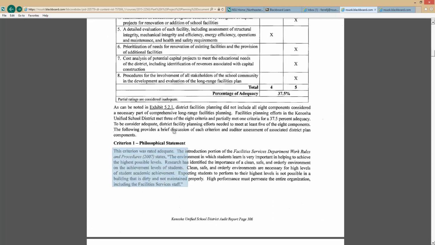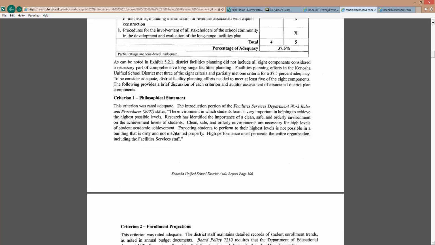So you can see here then that, oops, let me get this out of here. For each criteria, they stated why they rated it the way they did. So criteria number 1 deals with the philosophical statement. You can see here this criterion was rated adequate. Criterion is the singular form. Criteria is the plural form, by the way. And then they explain the introduction portion of the Facility Service Department Works Rules and Procedures states the environment in which the students are is very important in helping to achieve the highest possible levels, and so on. And there's the rest of the philosophical statement. So they gave them credit for a philosophical statement.